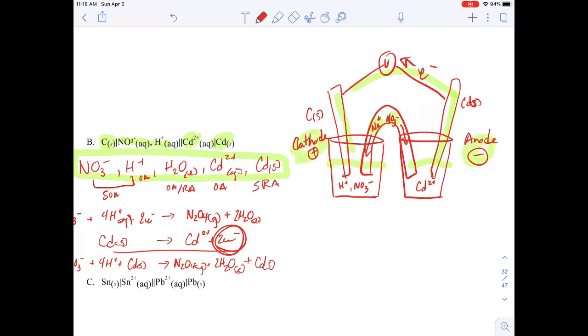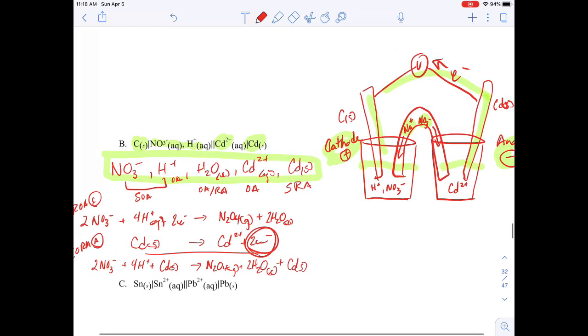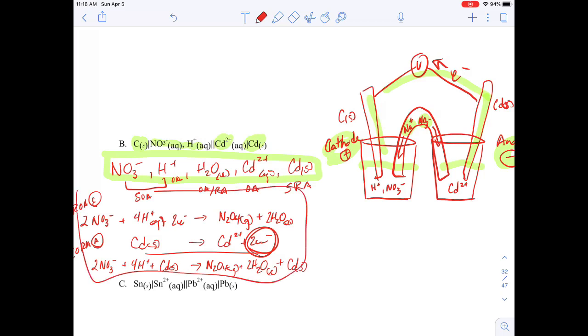Perhaps they would want me to write down the reaction, so I get 2 nitrates plus 4 acid particles plus 2 electrons become N2O4 plus 2H2O, and sometimes they ask for that. We're obviously running out of space, so I'm not going to do that because I've already done it over here.